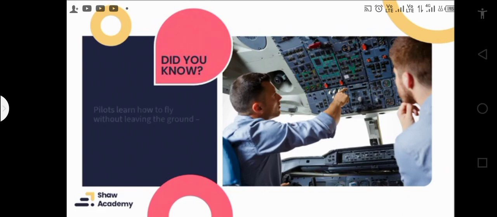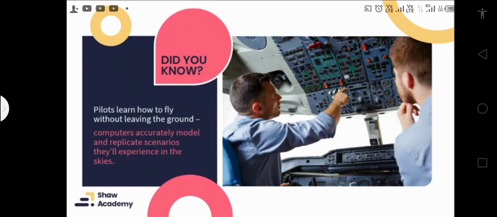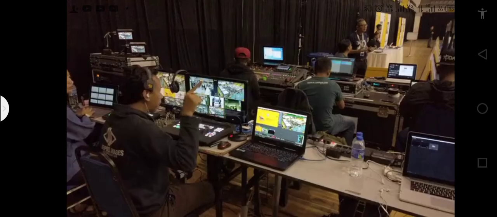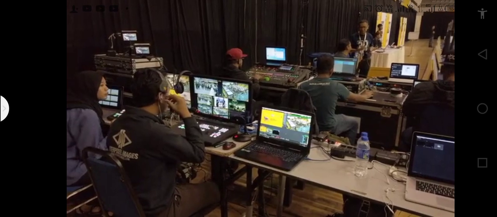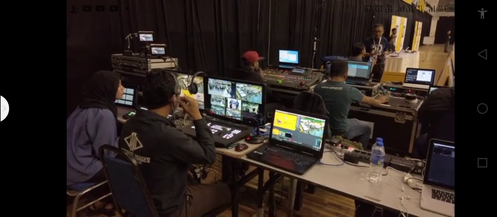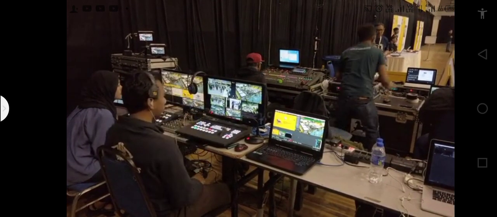Did you know that pilots learn to fly without even leaving the ground? Because computers can accurately model and replicate the scenarios they will experience when they eventually take to the skies. As a result, flying is one of the safest ever forms of transport. Kudos to computer scientists. Still to come in this lesson, the history of computers and the application of computing.